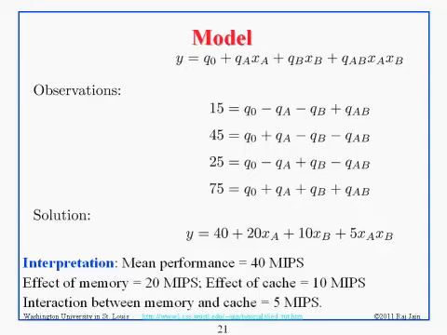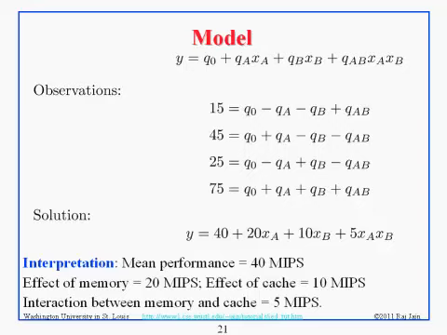Now how do we read this model? This model says that the average performance of the system is 40 MIPS. Depending upon A, it could go up and down by 20 MIPS. If XA is positive, it will go up by 20 MIPS. If XA is -1, it will go down by 20 MIPS. And depending upon the cache size, the performance will go up or down by 10. And for the interaction, depending upon what XA and XB values you have, we have a change of ±5.